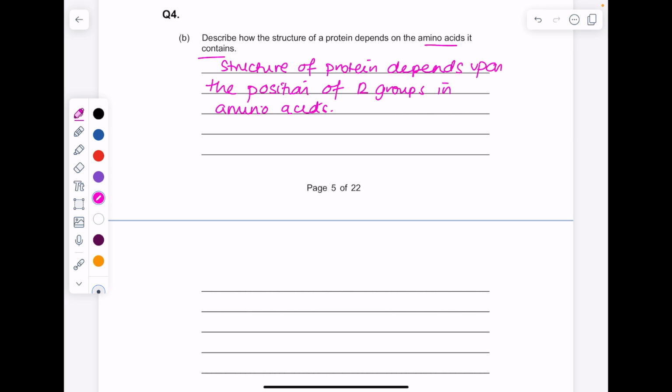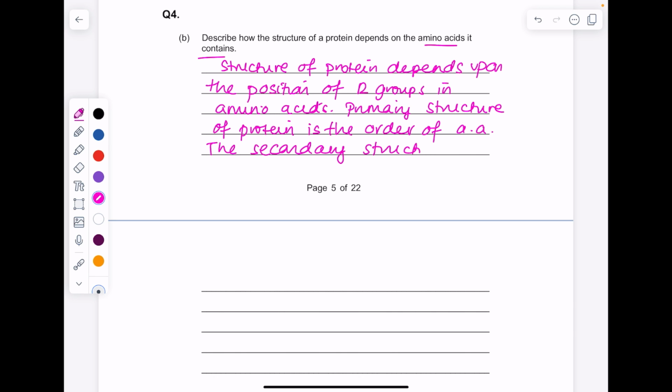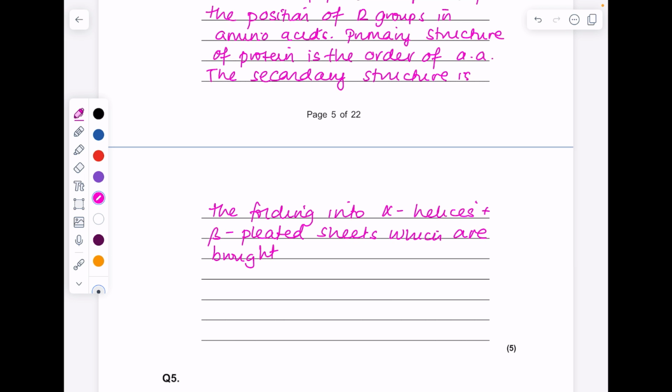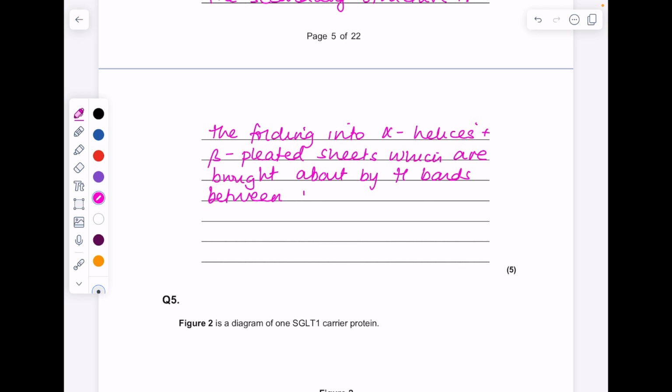Let's go into the various types of structure. The primary structure of a protein is the order of amino acids. The secondary structure is the folding into alpha helices and beta pleated sheets, which are brought about by hydrogen bonds between amino acid chains.